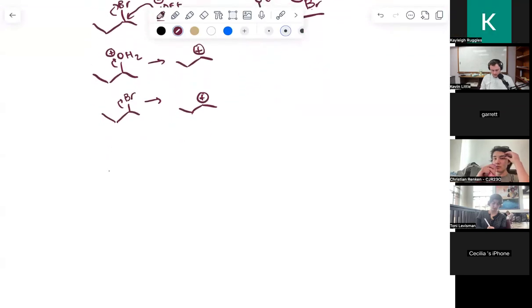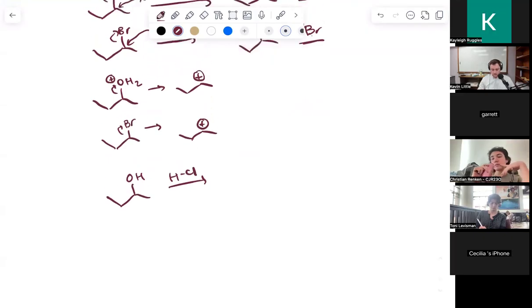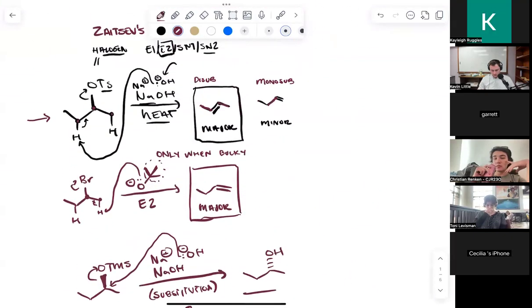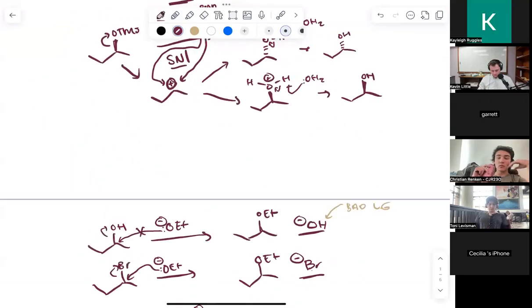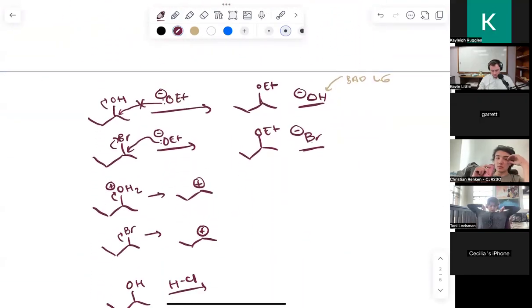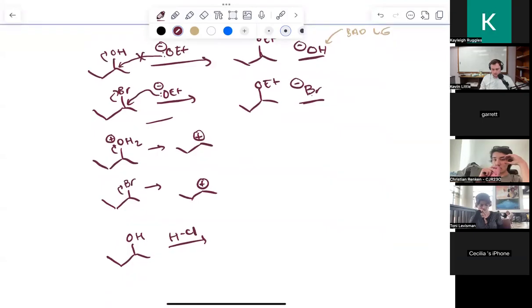So let's say I had something like this. Let's do HCl. This is a very easy way to install a halogen somewhere. I can substitute, like up here, like here, I substituted a bromine out for some sort of alcohol or some sort of oxygen.